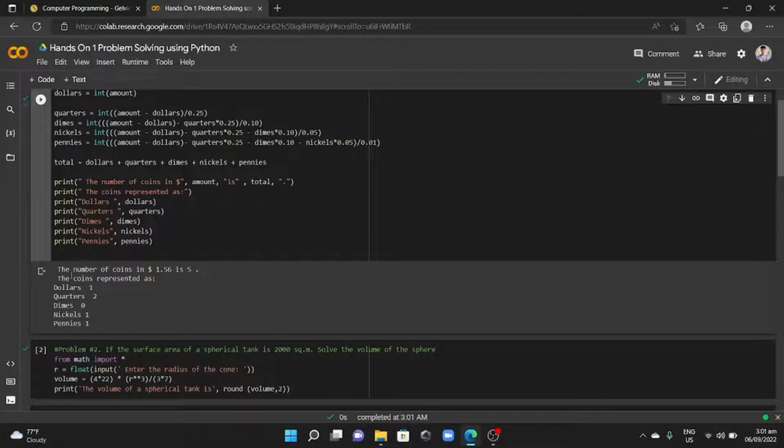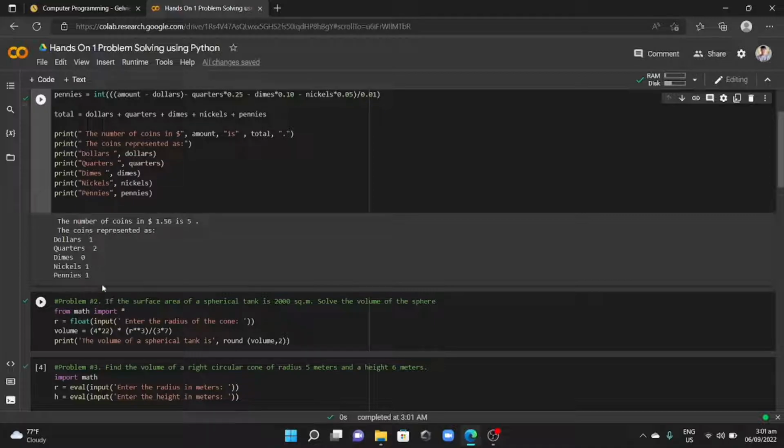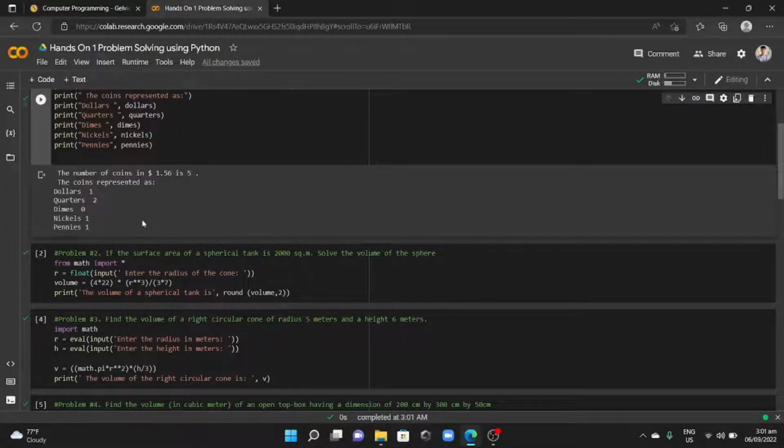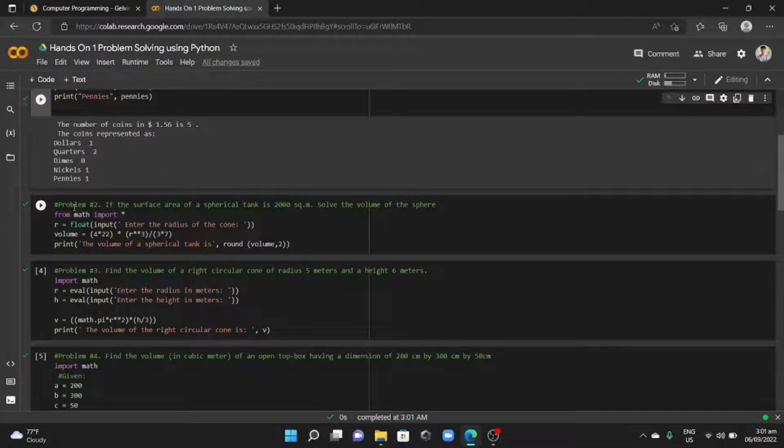So we have the number of coins in $1.56 is 5. The coins represented as $1, 2 quarters, 0 dimes, 1 nickel, and 1 penny. Let's move on to problem number 2.